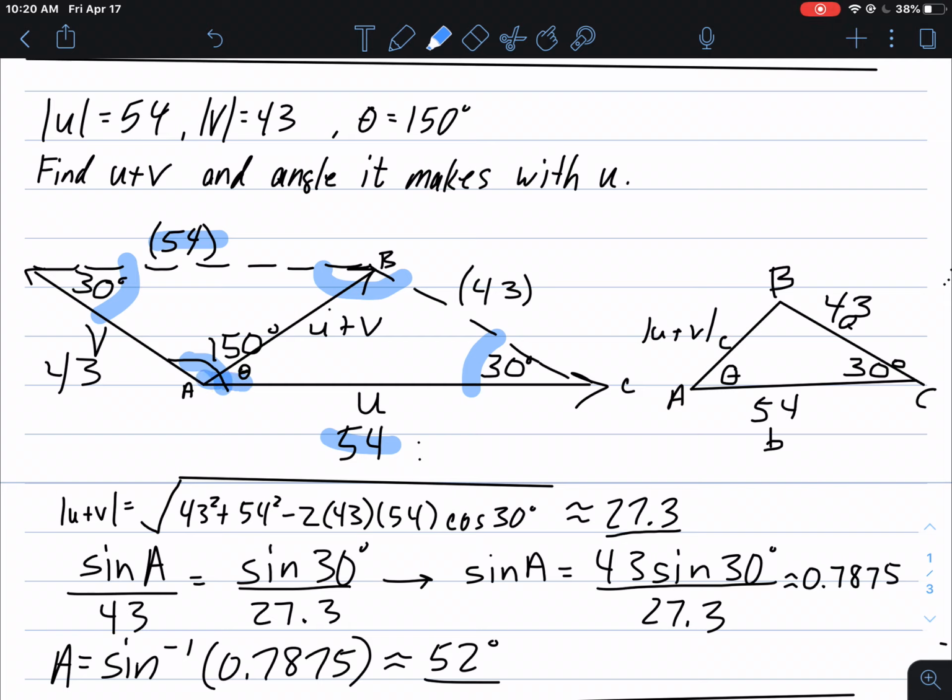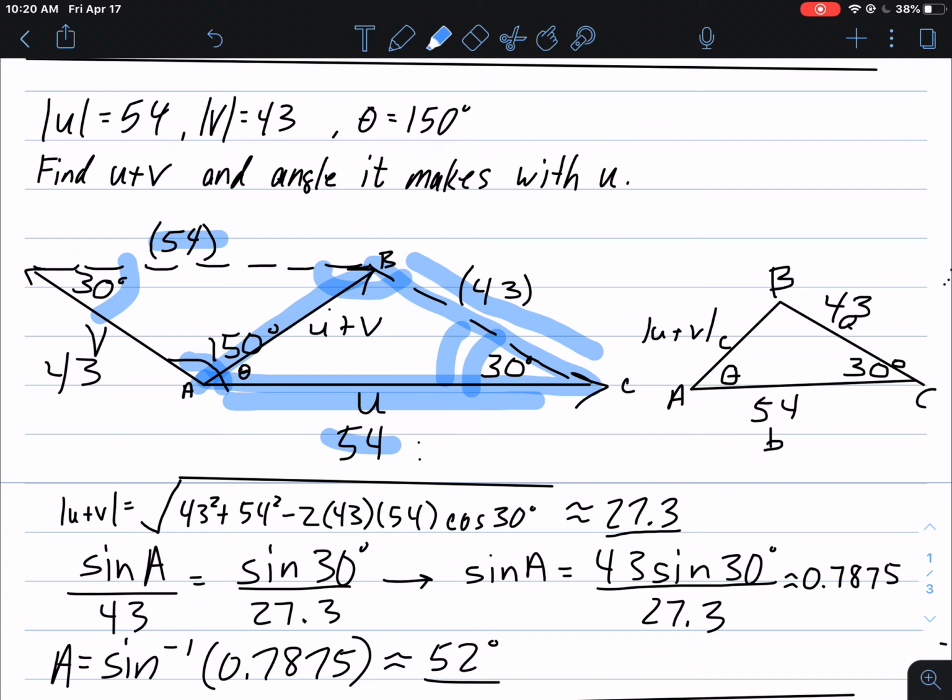Because now all I'm looking at is this triangle, or you could take the other one, either one. I know the length of this side. I know the length of this side. And I know this angle. What am I asked to find? That resultant vector u plus v, which is the third side of your triangle. And we want the angle between that vector and vector u, which is what I have labeled as angle theta.